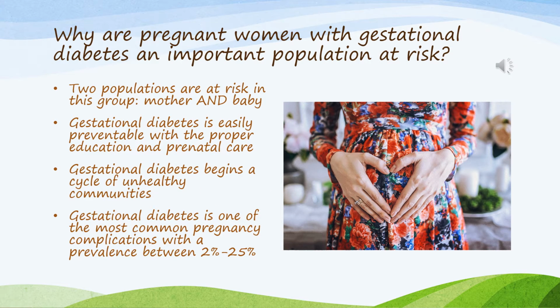Why are pregnant women with gestational diabetes and their infants an important population at risk? There's 2 populations at risk in this PAR, mother and baby. Gestational diabetes is easily preventable with the proper education and prenatal care. Gestational diabetes begins a cycle of unhealthy communities. Gestational diabetes is one of the most common pregnancy complications, with a prevalence between 2 to 25%.